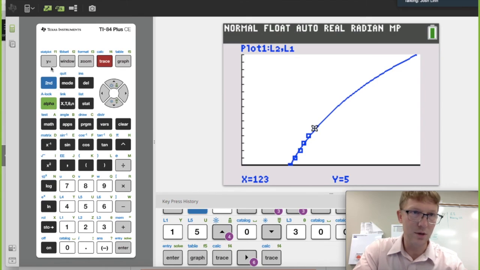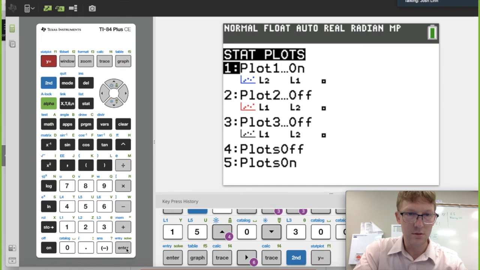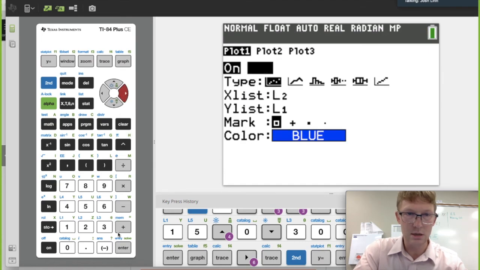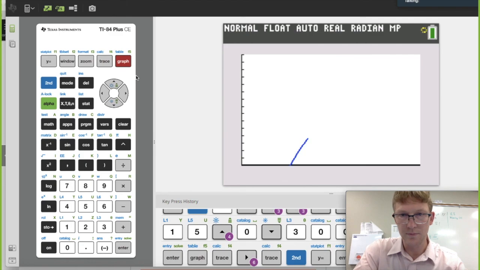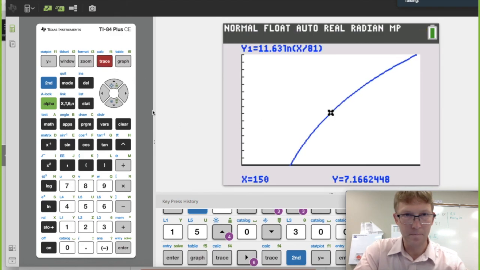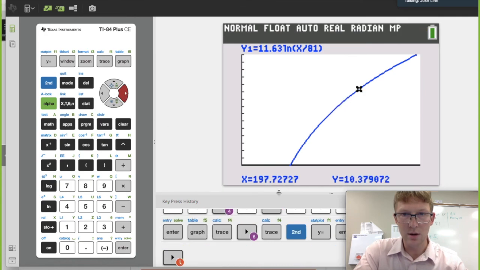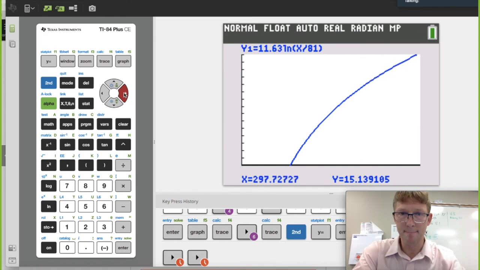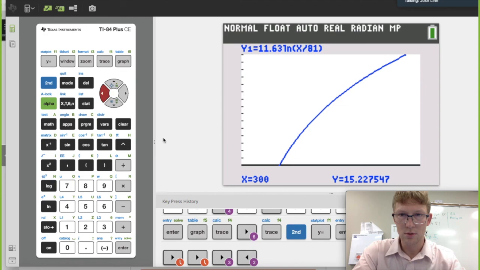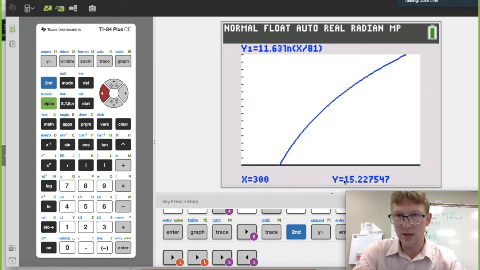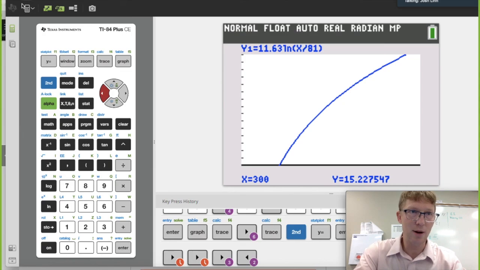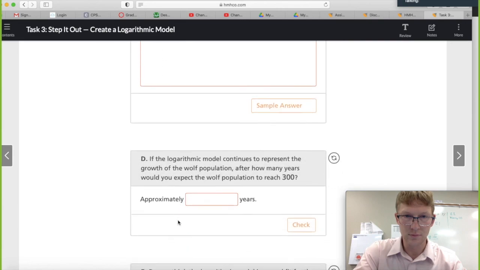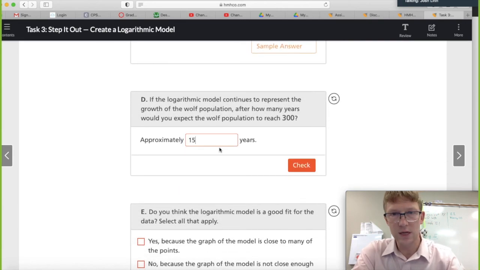So that's fine. We'll just go in and turn this off for a moment. So we need to figure out when our x is going to equal around 300. I'm looking at this number right here, and I'm just going, going, going. Oh no! 300, so our y is going to be 15.2, so I would say about 15 years. Approximately 15 years.